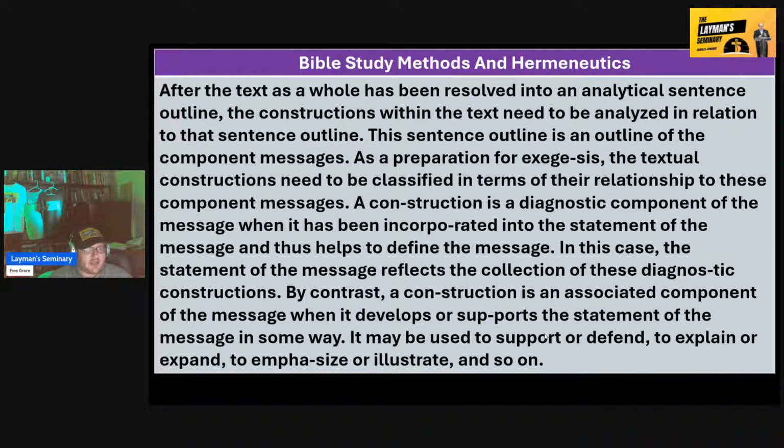Okay. After the text as a whole has been resolved into an analytical sentence outline, the constructions within the text need to be analyzed in relation to that sentence outline. The sentence outline is an outline of the component messages. As a preparation for exegesis, the textual constructions need to be classified and their relationship to these component messages determined.